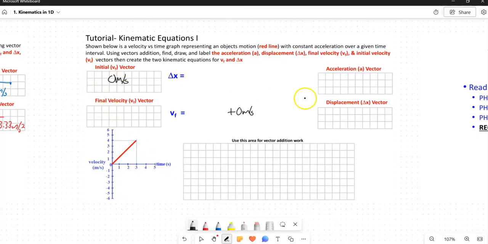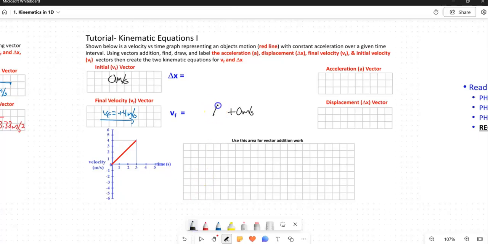And you're supposed to complete anything red. And the final velocity looks like it's going to be +4. So 1, 2, 3, 4. So this is going to be the final velocity, which is equal to +4 meters per second. Okay.